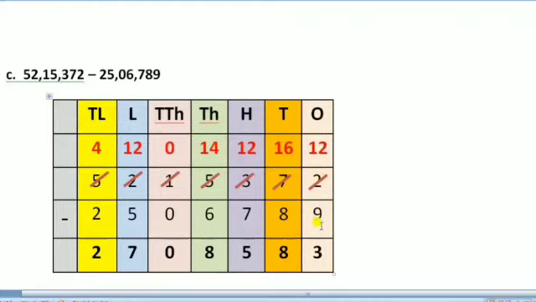From 2, 9 is not possible to subtract, so 2 borrows 1 from the next column digit, that is 7. When 7 lends 1 to 2, 7 becomes 6, so cut and write 6 here, and this 2 becomes 12. 12 minus 9 is 3.